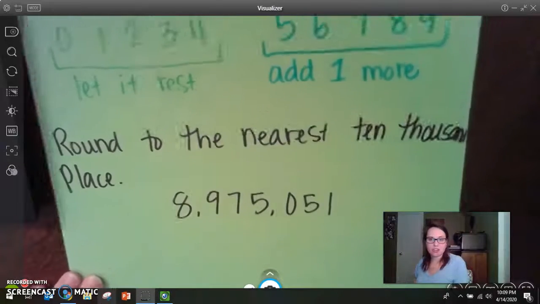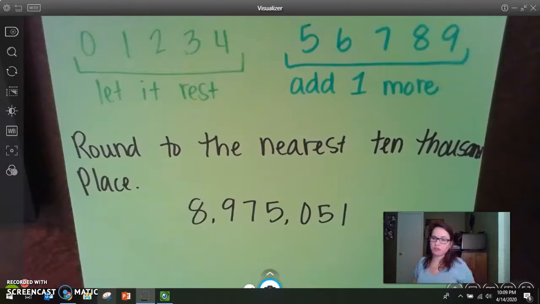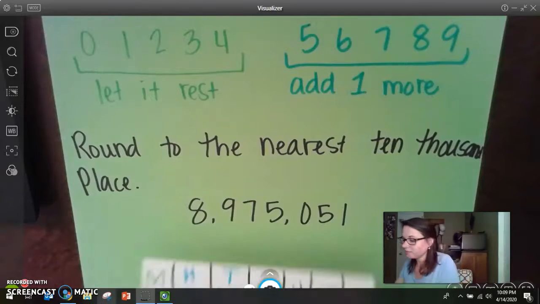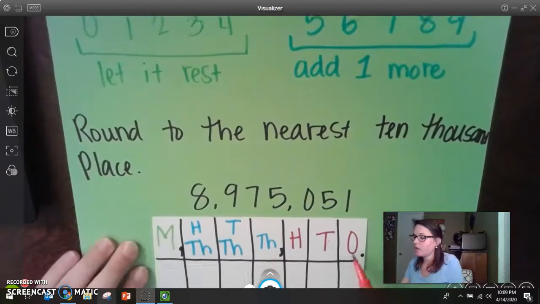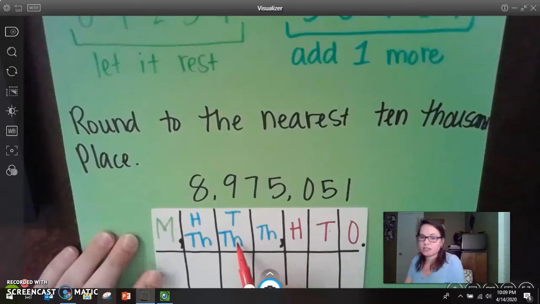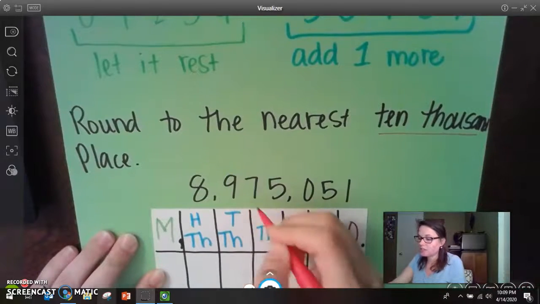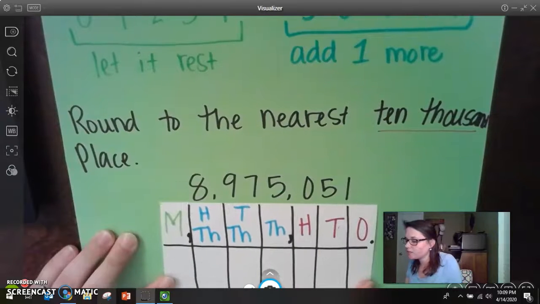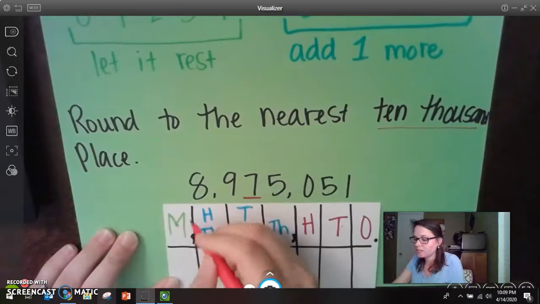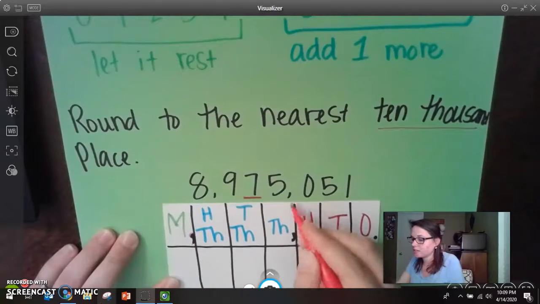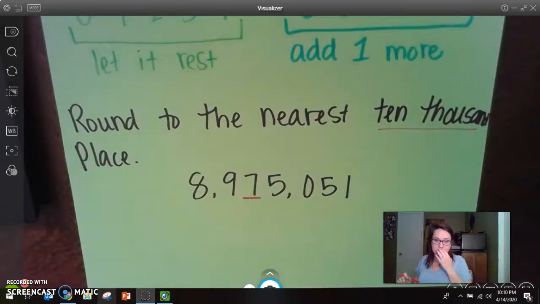And just for some extra thinking, my last one here for you guys today is we're going to round to the nearest 10,000. So I need my cheat sheet here. And I want to see where my 10,000 is. So ones, tens, hundreds, thousands, 10,000s, 100,000s, millions. I know 10,000s is where I'm at. So, whoops, I'm off just a little bit. There we go. My 10,000s is here with the 7. Okay, my millions, I have my comma here, millions, thousands. So 7 is in the 10,000 spot.